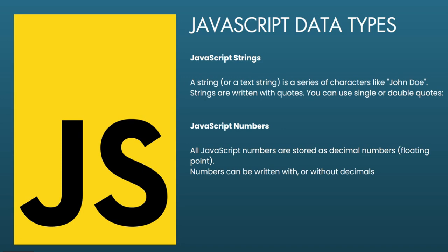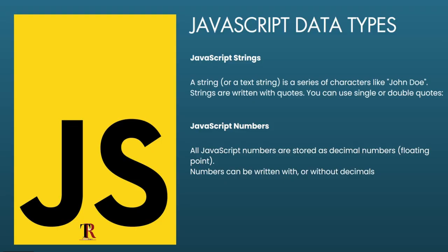So under the JavaScript data types, we have a JavaScript string. And what is a string? A string or a text string is a series of characters. For example, look at a name that is enclosed inside a double quote.